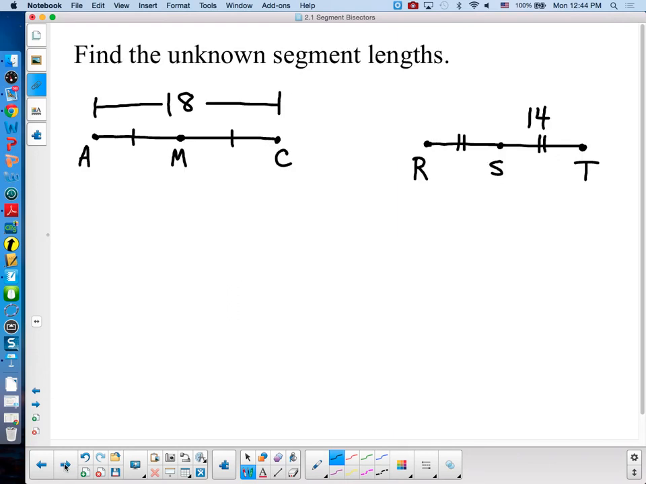All right, so let's do a little figuring. Find the unknown segment lengths. Looks like on the first one I don't know AM and MC. So find AM, find MC. On this one, find RS and RT.